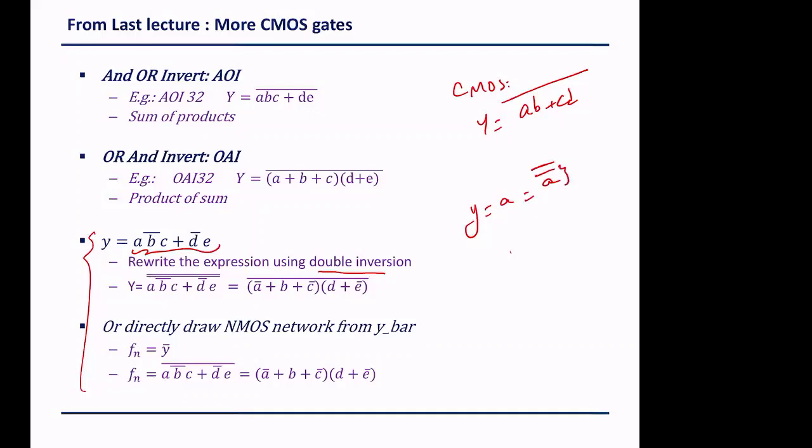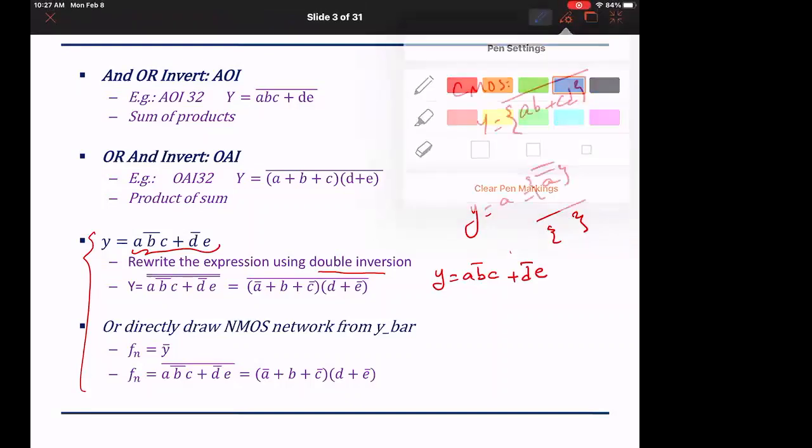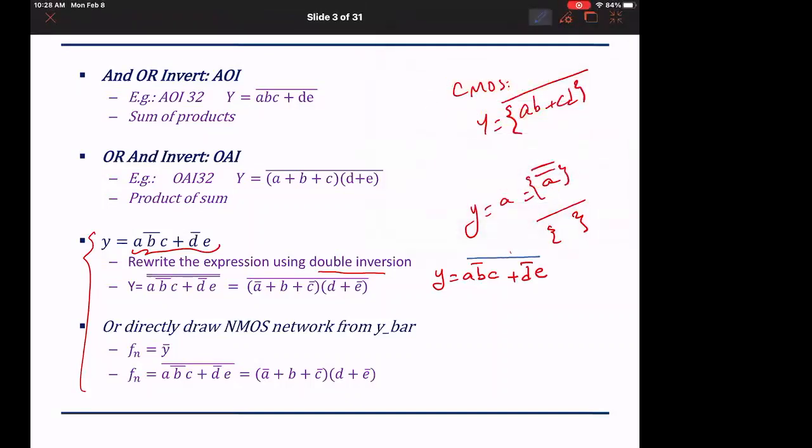Expand the inner bar and keep the outer bar. Then I get the format the same way I'm used to it. So if I have y equals (A B bar C) or (D bar E), okay, I'm going to put two bars here. This is the first bar and this is the second bar.